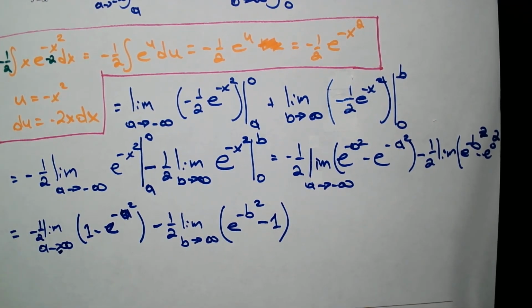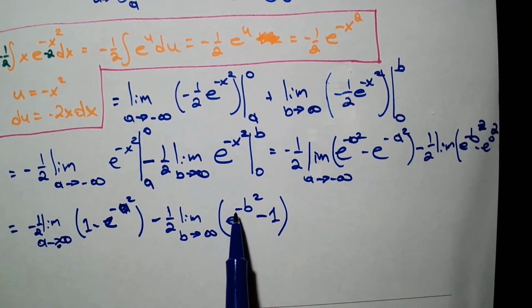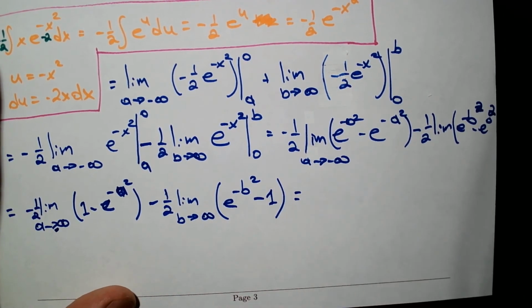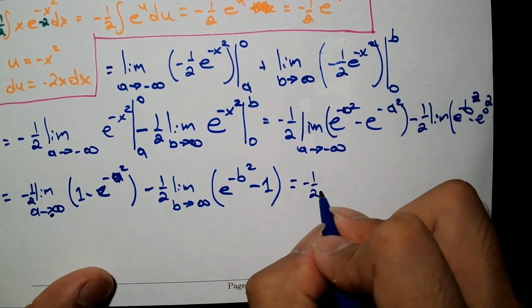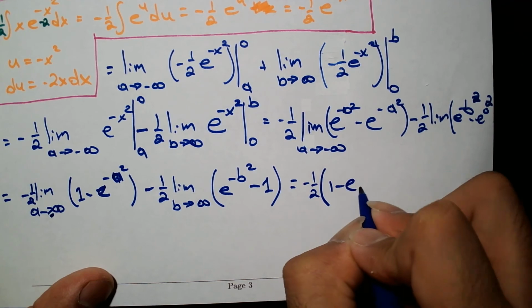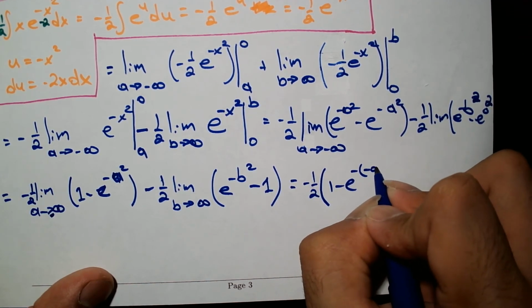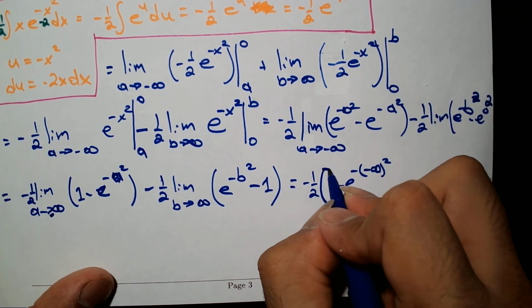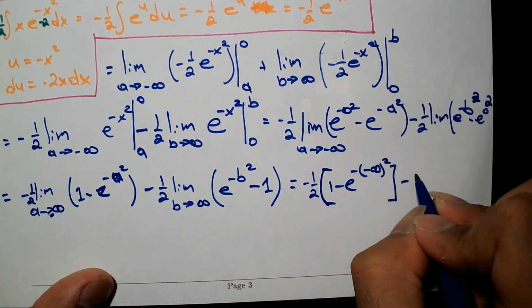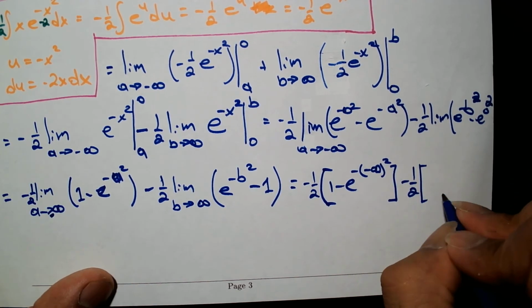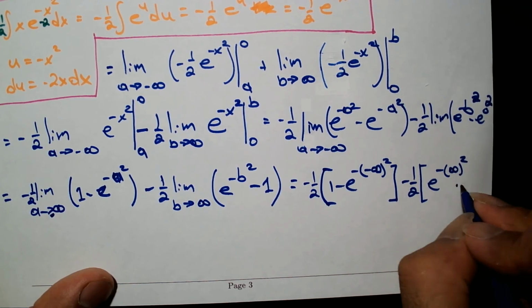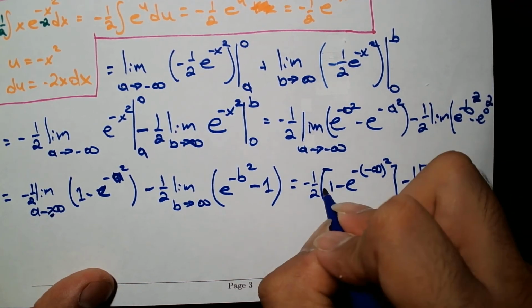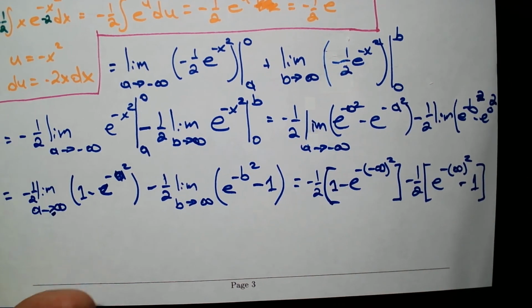So now we evaluate the limit, plugging in negative infinity over here and positive infinity over there. No more limit symbol, no more limit word. What we do: negative 1/2 times 1 minus e to the negative infinity quantity squared, minus 1/2 e to the negative infinity squared, minus 1. So that's what we are going to get here.